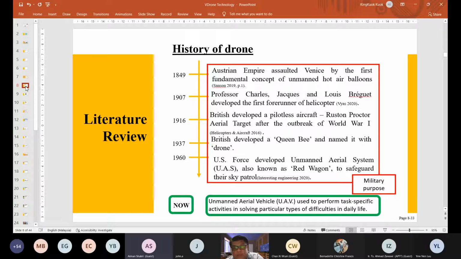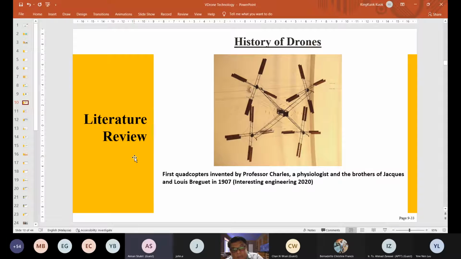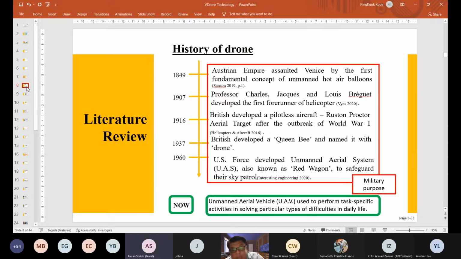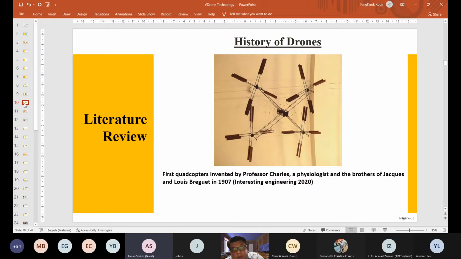Okay, and then in 1907, Professor Charles and Jacques and Louis Breguet developed the first forerunner of the helicopter. This first forerunner of the helicopter is actually a quadcopter, and this helicopter consists of four propellers. This is the first one, second, third, and fourth, four propellers, and it was invented by Professor Charles, a psychologist, and also the two brothers, Jacques and Louis Breguet, in 1907.